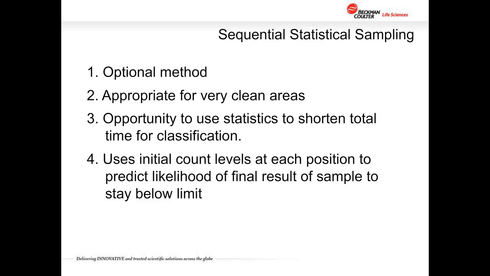This is called sequential statistical sampling. It's an optional method. It's often very useful for clean areas. And again, because this is a statistical method, it's using statistics to foreshorten the total time taken. And when you're in very, very clean areas, ISO 5 and cleaner in most cases, then the sample times can start becoming long because, again, we want statistical confidence that the values we've taken fall within our categories, and often that takes a certain amount of time to verify that.